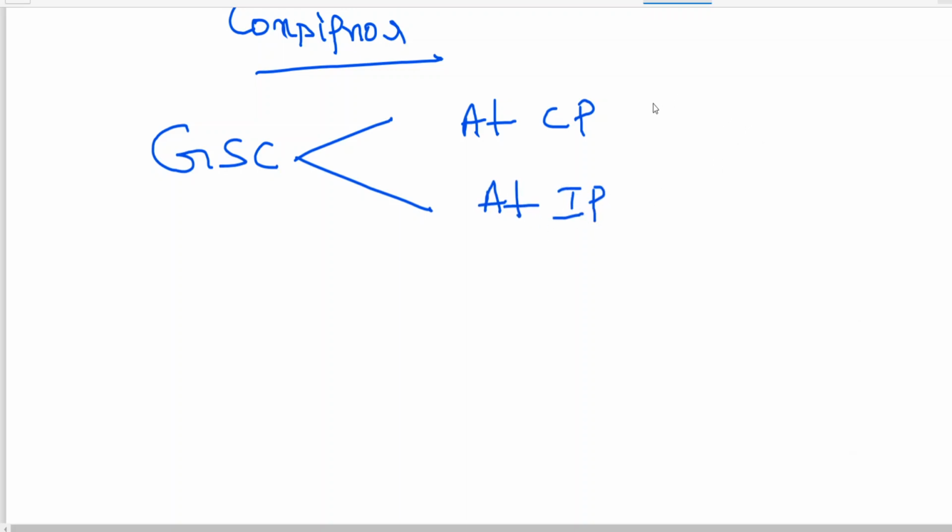At cost price, say for example 100 rupees is the cost price. I know the cost price is 100, but I am sending it at 120. What do you mean by that, sir? When I am sending goods to the consignee, the consignor knows the cost price is 100. But intentionally, at the time of sending the goods, the consignor sends goods to the consignee at an inflated price.